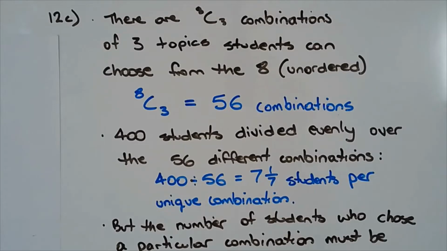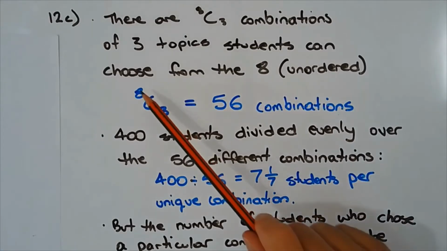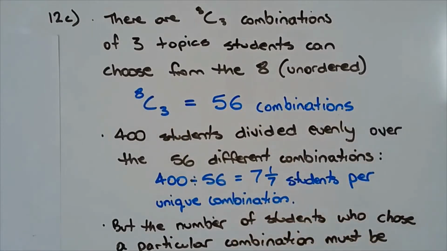Firstly, we'll consider the number of ways a student can choose 3 topics from the 8. Now this is an unordered selection, so we'll use combinations to determine this. 8 choose 3 is equal to 56 combinations. So there are 56 different ways a student can choose 3 topics from the 8.